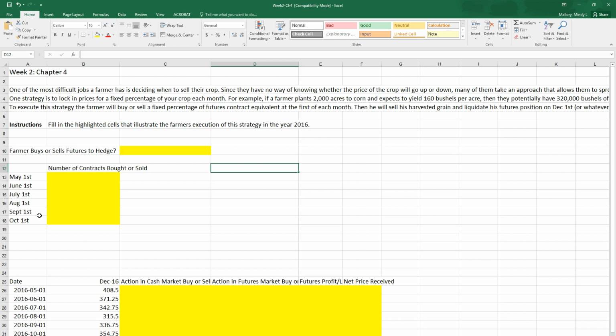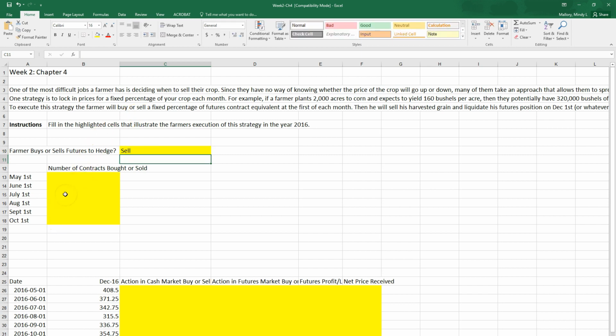So what you're supposed to do for the assignment is to go through and fill out the highlighted cells to illustrate what's really going on with this marketing strategy. So the first thing we want to remember is when a farmer places a hedge, should they buy or sell futures contracts? And like I said, at the end of this class, one of my biggest goals is that you'll know the answer to those hedging questions like that on the drop of a hat. So of course, if a farmer's going to hedge with futures, their business is selling cash grain, so to hedge that sale, they should sell ahead in the futures market. So we'll write sell here.